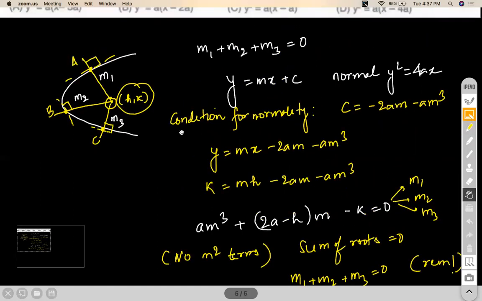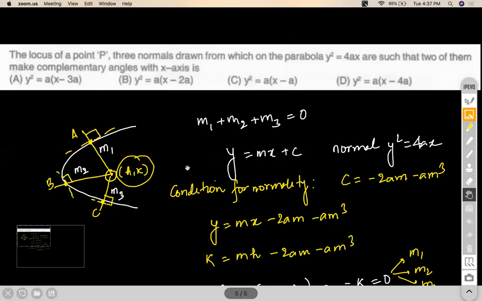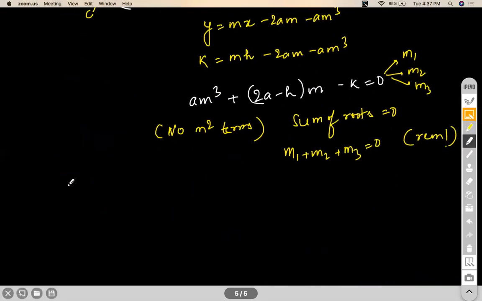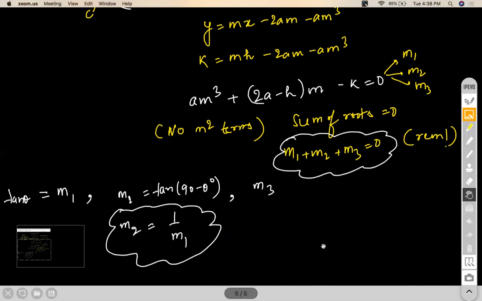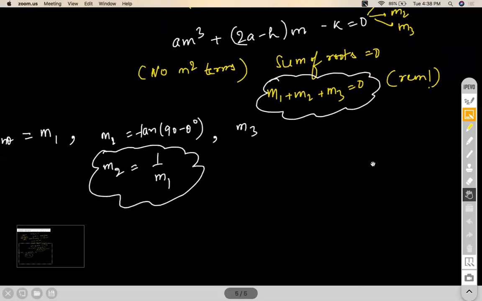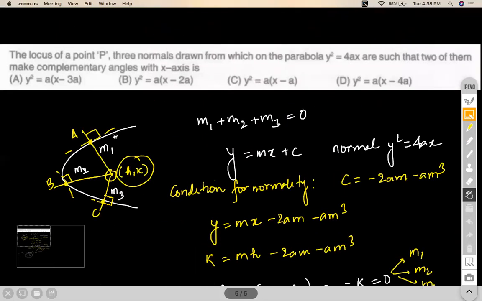Now coming to the question, it says two of them make complementary angles with the x-axis. Okay. So let us say M1 is the slope of the one, and let's say this is tan of theta, then M2 is actually tan of 90 minus theta, and M3 be M3, which clearly means M2 is 1 by M1. So this relation is anyways known to us, apart from the fact that M1 plus M2 plus M3 is equal to 0. Okay. Now, let us try to get the locus of the point P here, which is H, K.